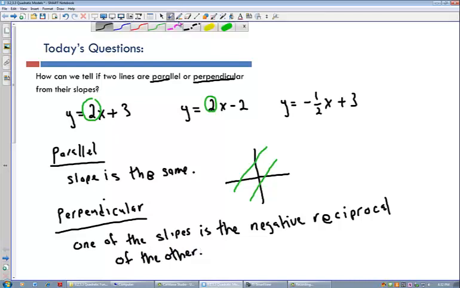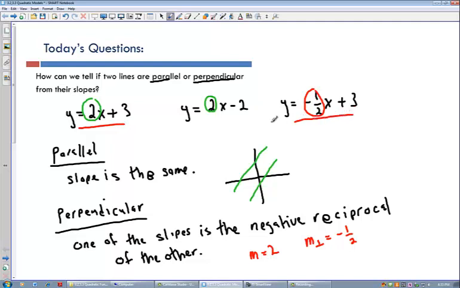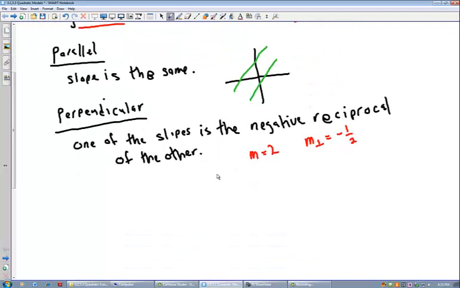For example, this has slope 2, whereas this has slope negative 1/2. If your slope is 2, so m is equal to 2, the negative reciprocal, so the slope that is perpendicular, is equal to negative 1/2. So these two lines are perpendicular to each other, and this line is also perpendicular to this one. So these two are also perpendicular. It's easy to tell if two lines are perpendicular to each other. You just look at their slopes.